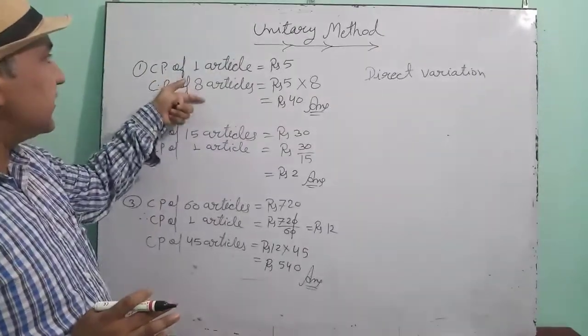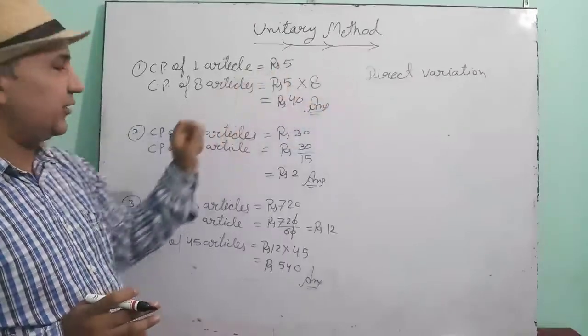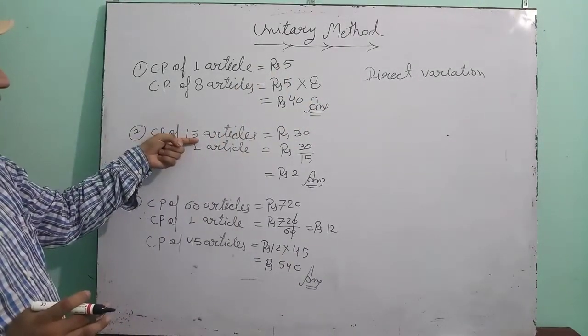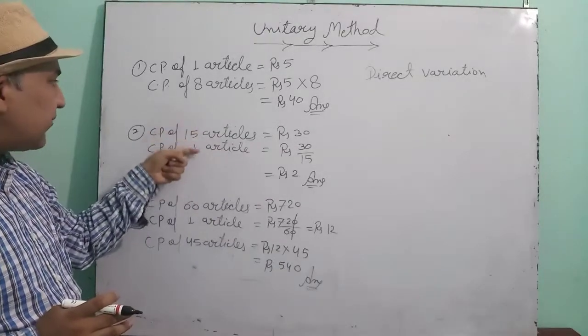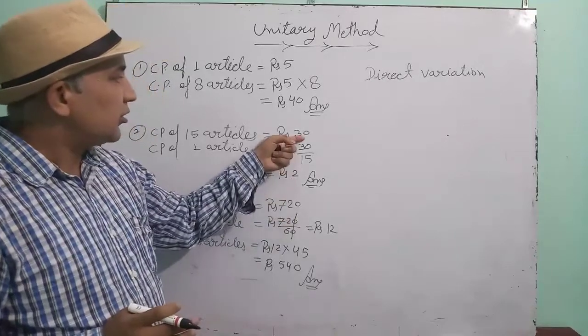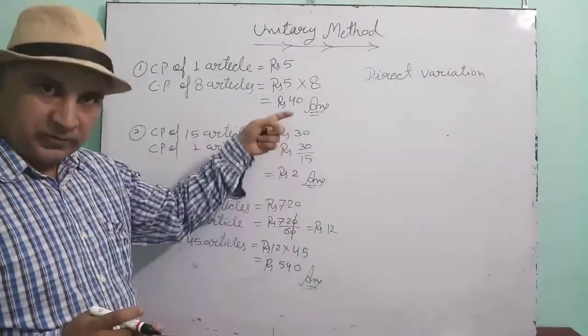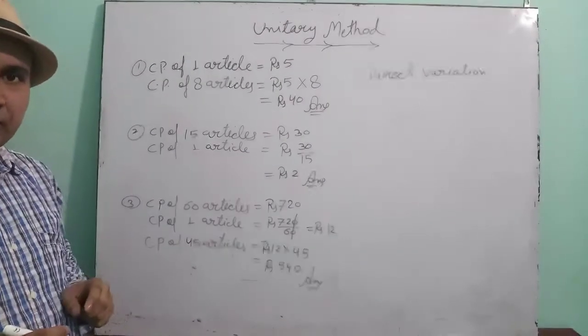Value of article is increasing, then price is also increasing, so it is direct variation. See here, 15 articles cost 30. So when the number of articles is decreasing, the value of one article is 2, 30 and 2. Price is also decreasing, so this is called direct variation.